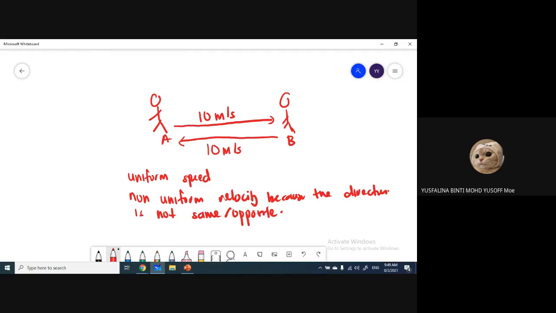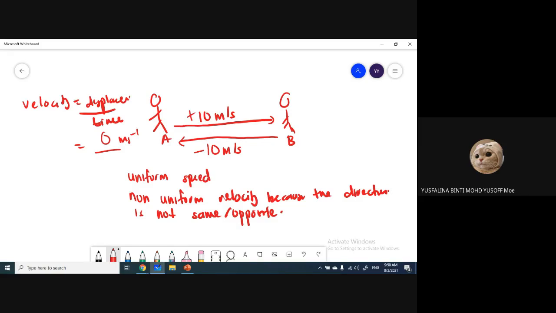So teacher, can we calculate the velocity if the direction changes? Okay, you can calculate the velocity, alright? But for this one, the velocity comes out as zero. Why? Because what is the velocity formula? Velocity is displacement divided by time, correct? For this one, the displacement is when you move positive 10, then you move backward negative 10, right? So you will get 0. So the velocity is 0 m/s.